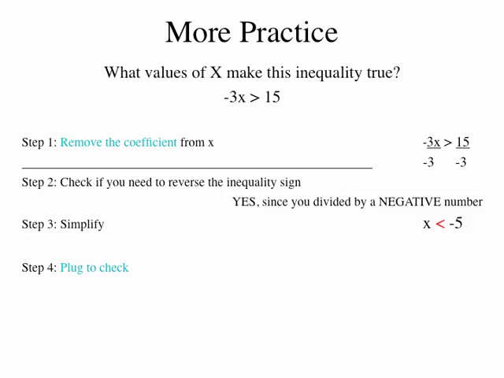When I plug a number in to check, let me pick a number that's smaller than -5. Let me try -6. If I plug -6 into the original inequality above, what I get is -3 times -6 is greater than 15. Is that true? Well, a negative times a negative is a positive, and 3 times 6 is 18. And 18 is indeed greater than 15. Notice that I needed to turn the inequality sign around to make sure that my final solution, x is less than -5, was correct.